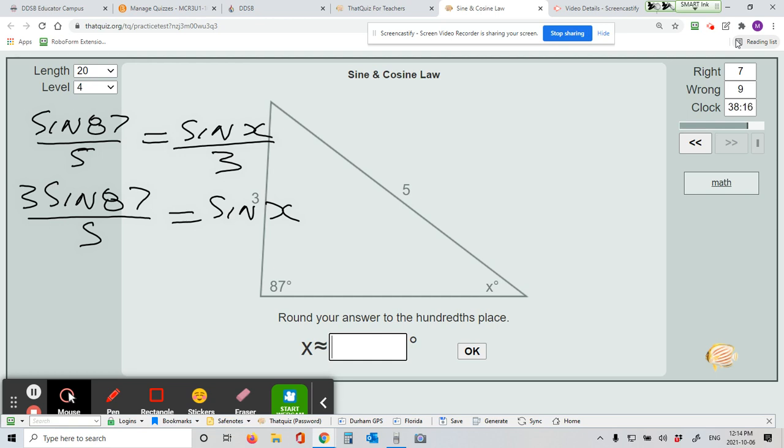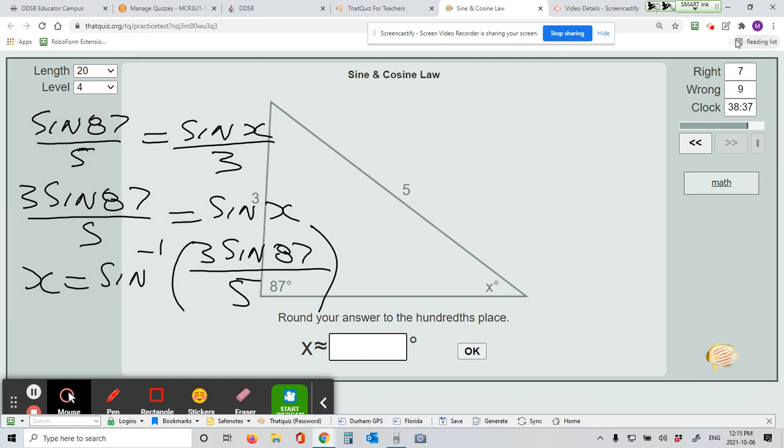Welcome back to the class. Sahil, what's my next step going to look like? Good. So x is equal to the sine to the minus 1 of whatever this thing is. 3 sine 87 all over 5. Two decimal places. Oh, you have an answer for us back there, Atifa. Hold the answer for me, please.